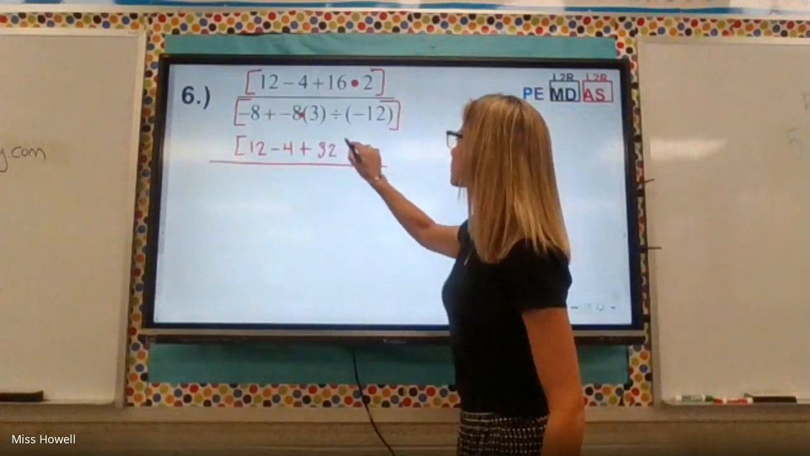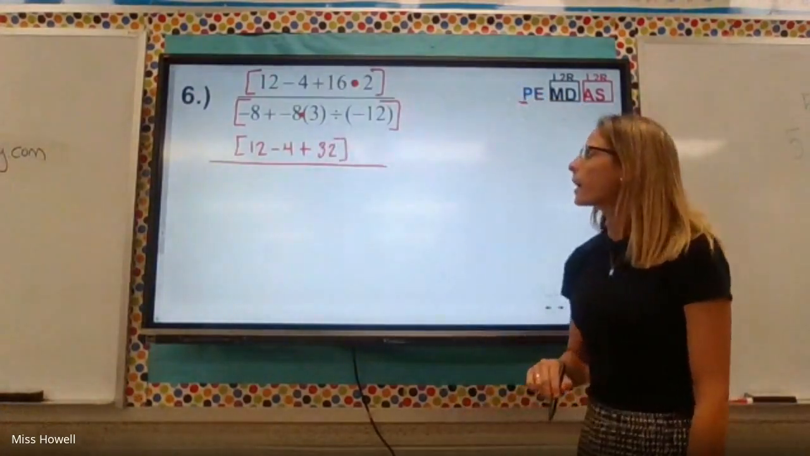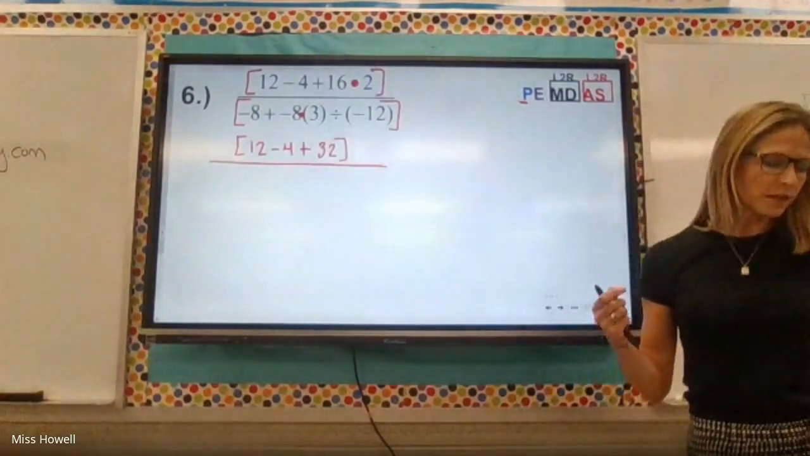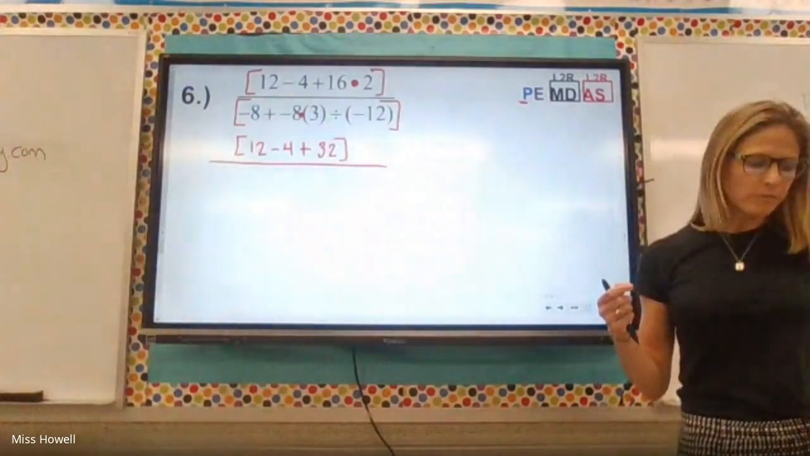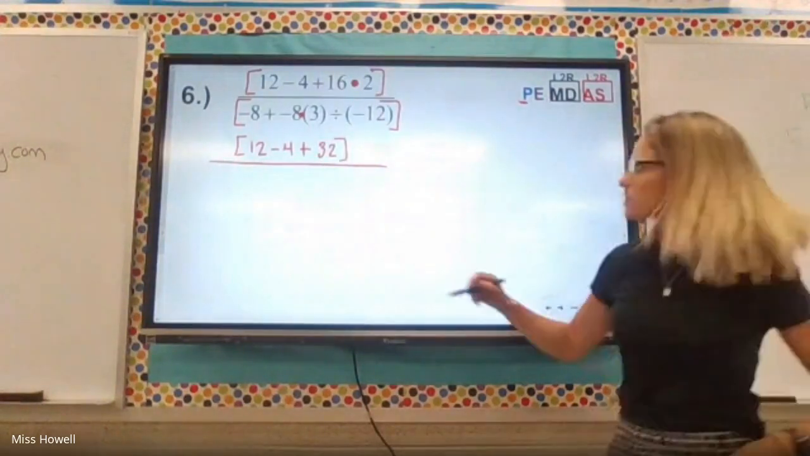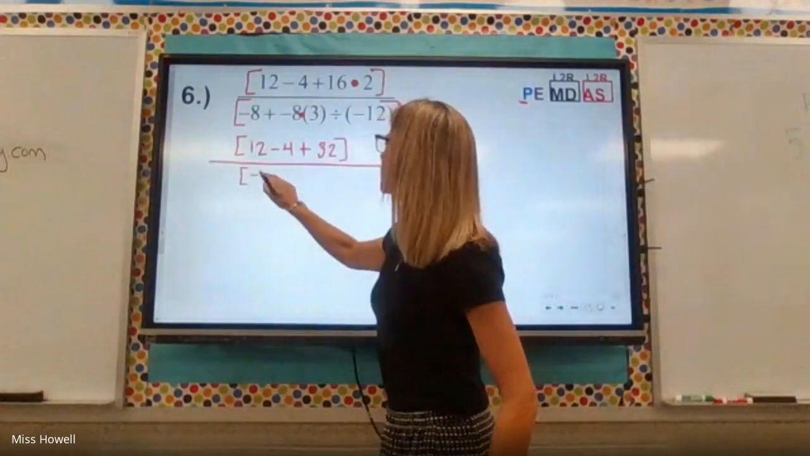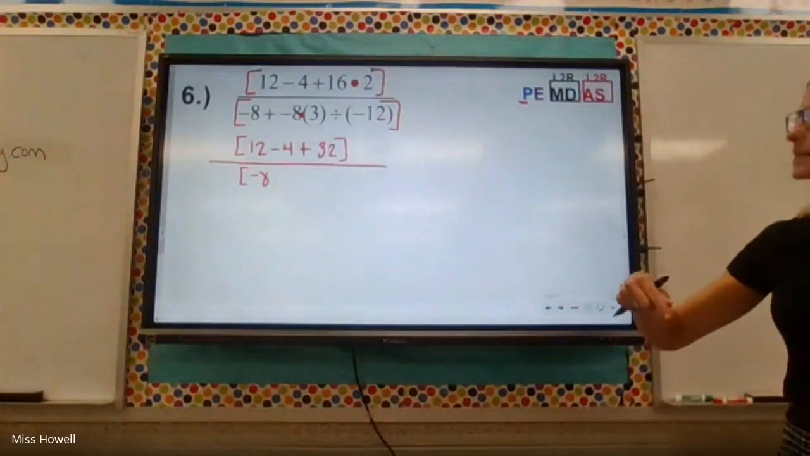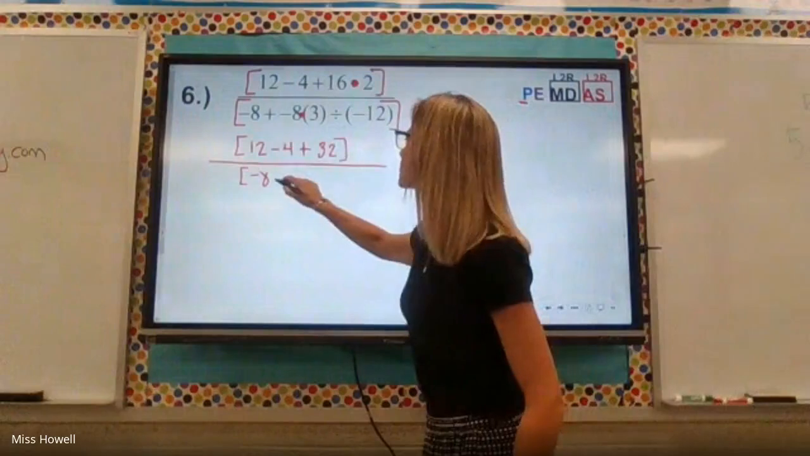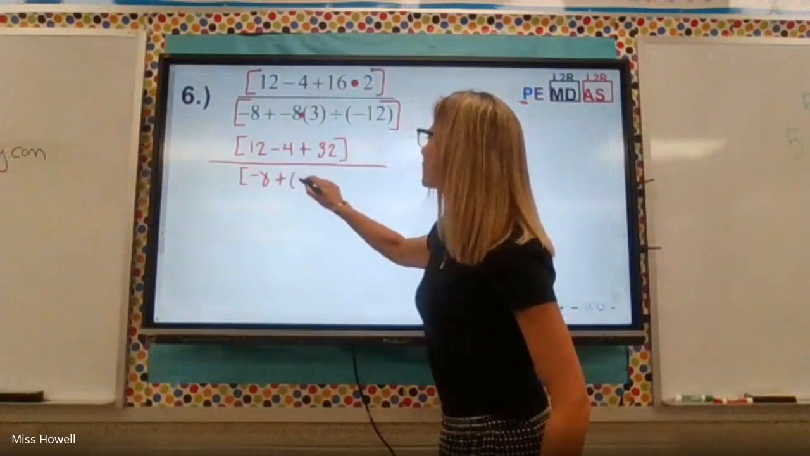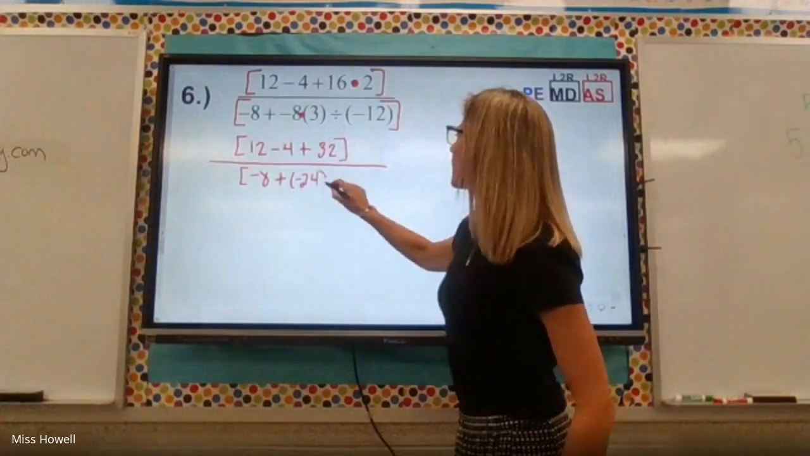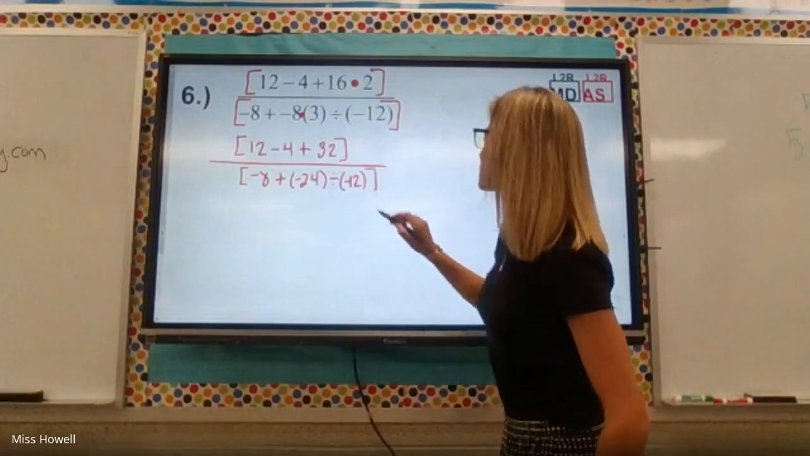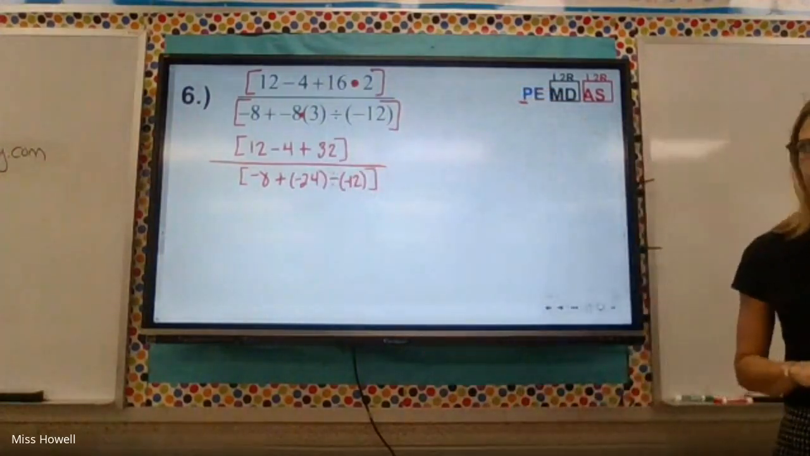All right, close our bracket. On the bottom, all we're changing is the -8 times 3 portion of the problem. Everything else is going to come down unchanged. All right, so we have a -8 times 3. A negative times a positive is going to give us a negative here. So be careful. So plus -24, and then divide by -12 is still there. And then our bracket is still there because we haven't finished everything inside of it yet.